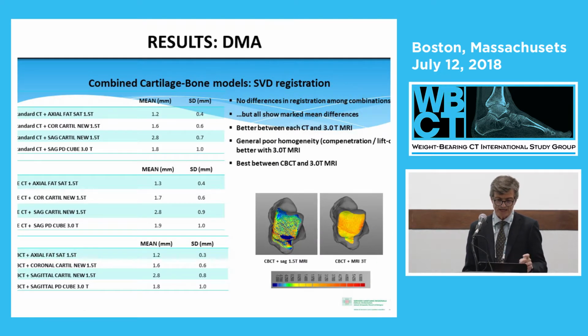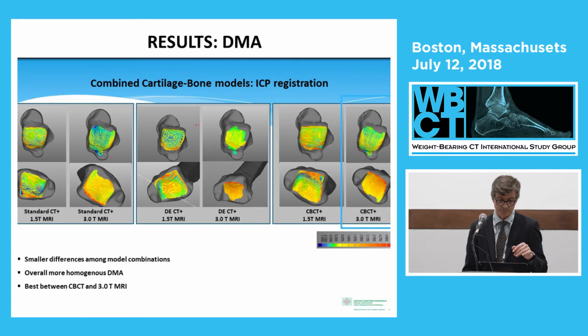But by looking at the cartilage to bone models with SVD registration, we have observed quite a better performance of the cone beam CT together with the 3 Tesla MRI. That has shown the best reconstruction between the bone models and the cartilage in between. This for both the registration techniques, which is an important information for anyone interested to have again a musculoskeletal model of our joints, which would imply the bones from CT and the cartilage from MRI.